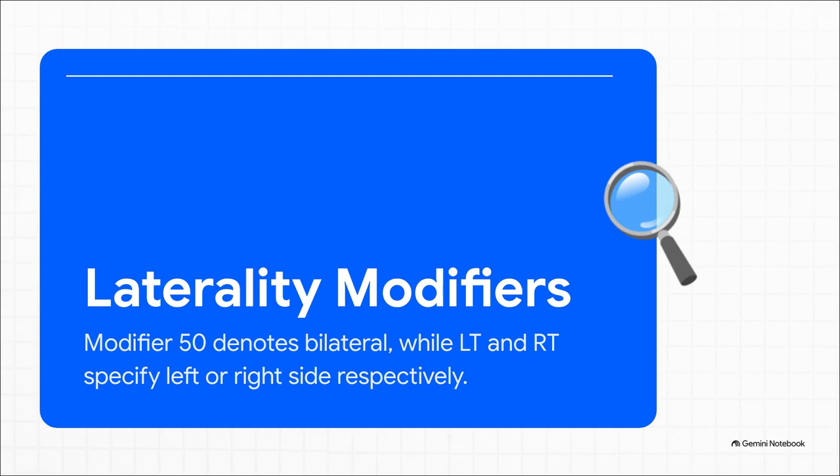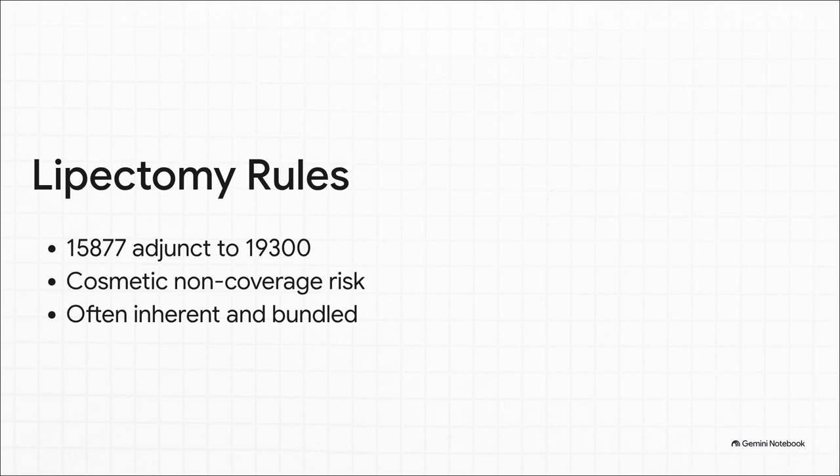Never leave a breast surgery code hanging without its laterality modifier. Okay, let's talk about liposuction. Consider this a bit of an insider tip. You have to be incredibly careful with codes like 15877. A lot of the time, surgeons will use suction-assisted lipectomy as an adjunct to a 19300 mastectomy, just to smooth out the final chest contour.